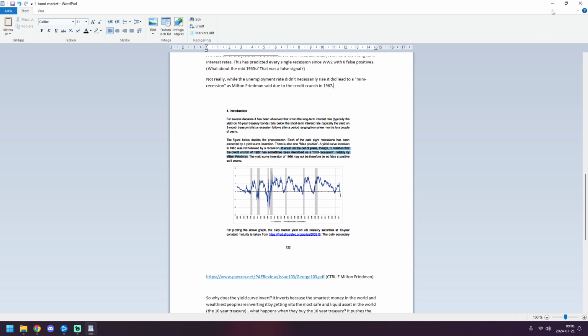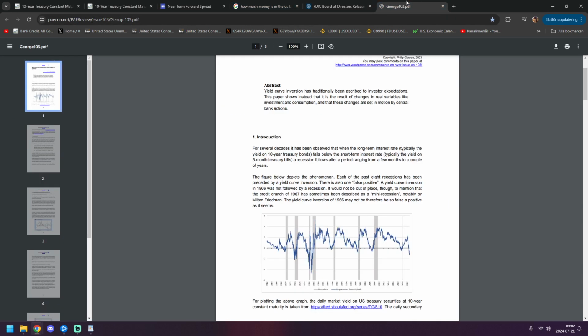So if we go to this link right here, it leads us to this. A yield curve inversion in 1966 was not followed by recession, so you could argue that this is the only false positive. It would not be out of place, though, to mention that the credit crunch of 1967 has sometimes been described as a mini recession, notably by Milton Friedman. So the yield curve inversion of 1966 may therefore not be so false of a positive as it seems.